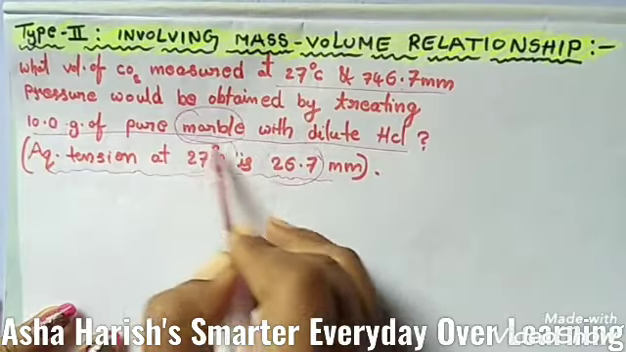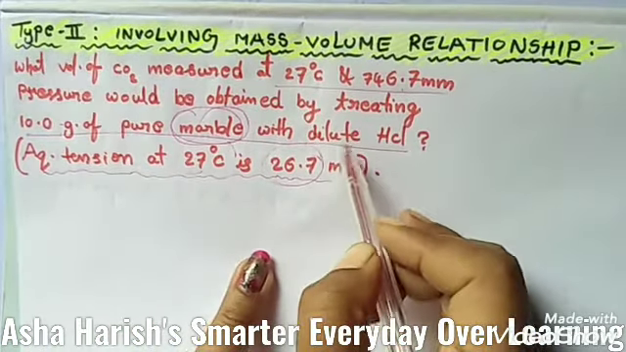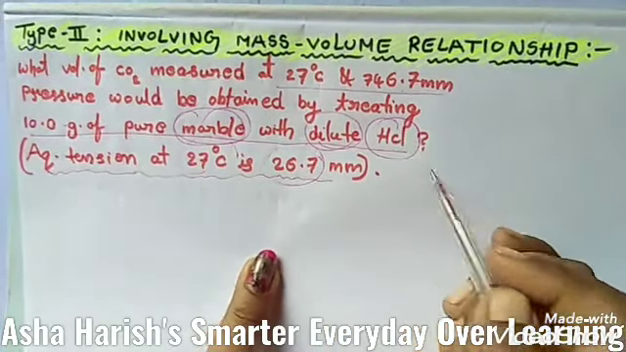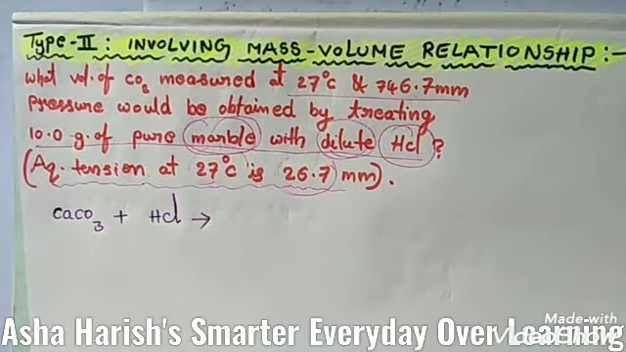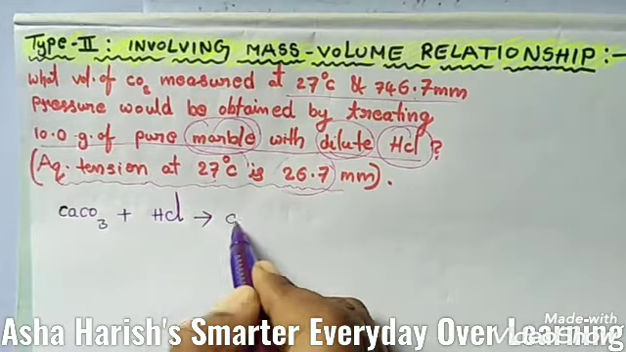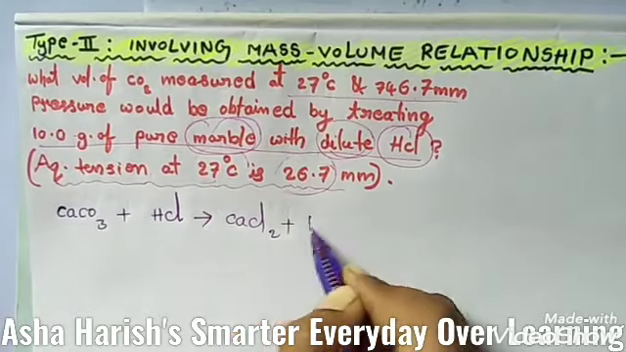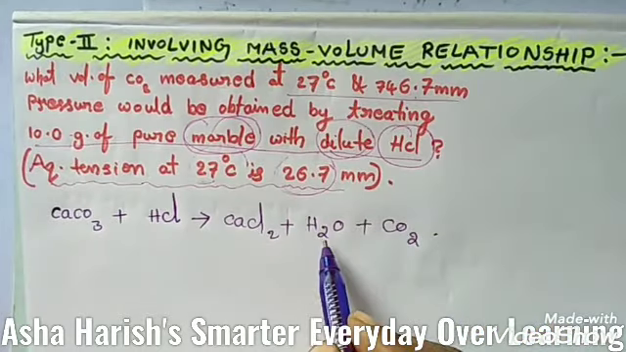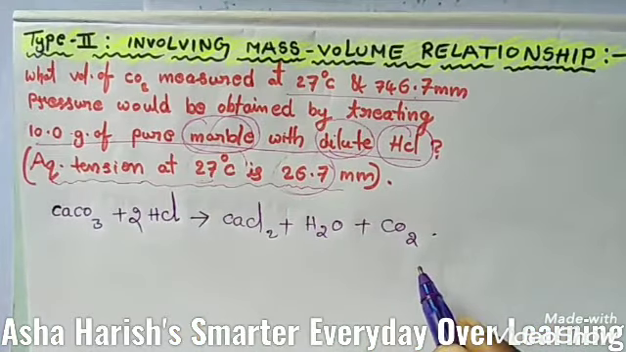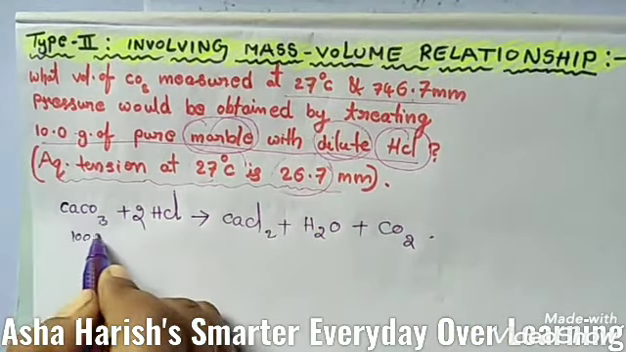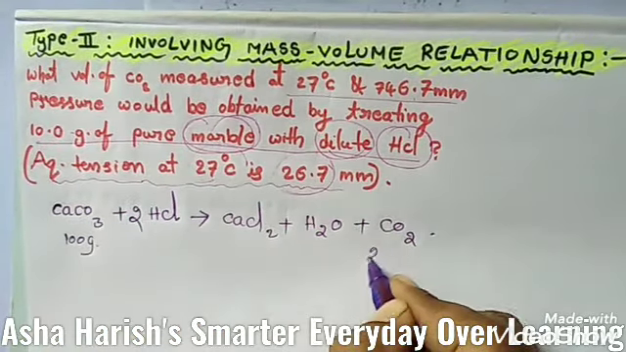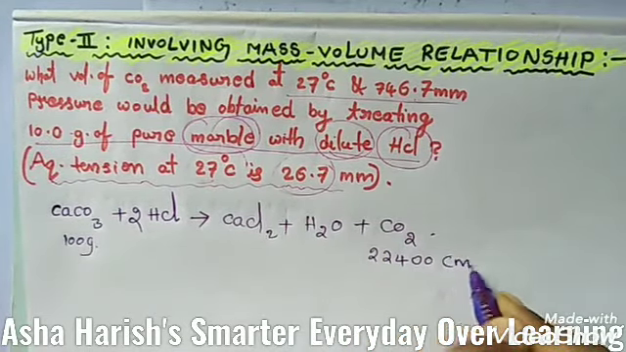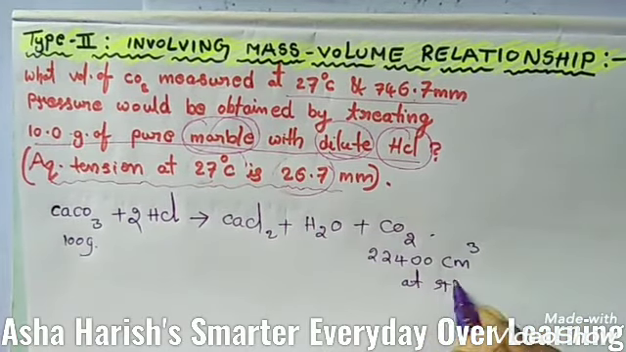Now, the chemical equation representing this complete reaction: here you can see there is marble. Marble is made up of calcium carbonate, which is going to react with dilute HCl. CaCO3 plus HCl gives calcium chloride plus H2O plus CO2. If you place 2 before HCl, then the equation is balanced. This is 100 grams and here is 22,400 centimeter cube at STP.